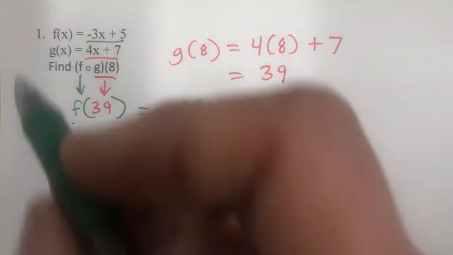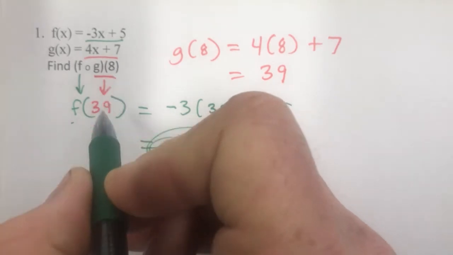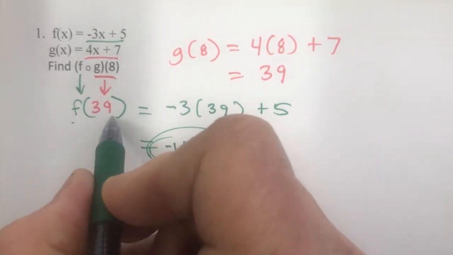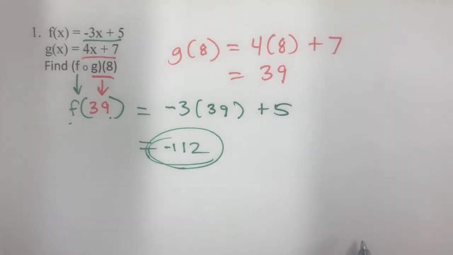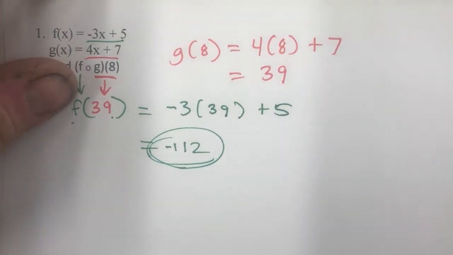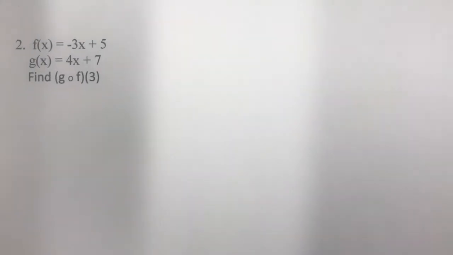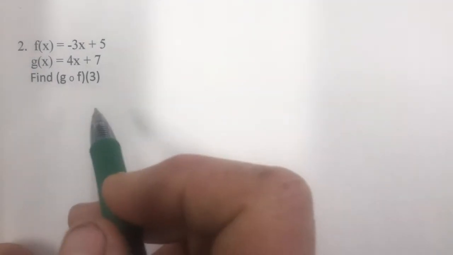So again, I've got to do g of 8 first, which I did and got 39. Then I have to do f of that answer, which comes out to be negative 112. We'll do another one like that. All right, let's go to number 2. Here we're doing g of f of 3.